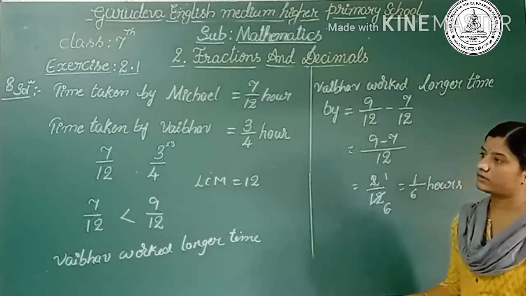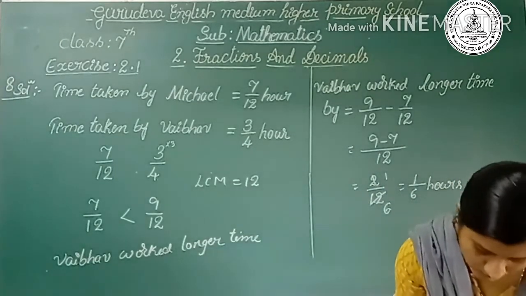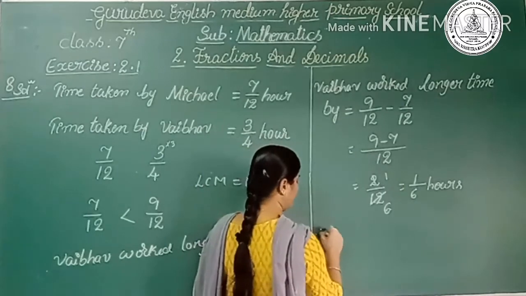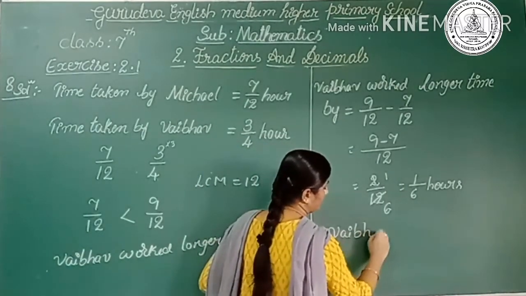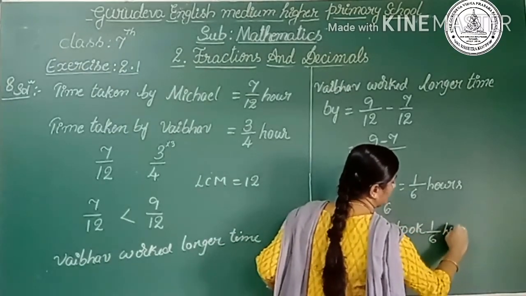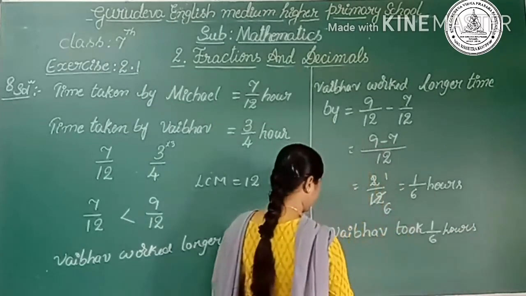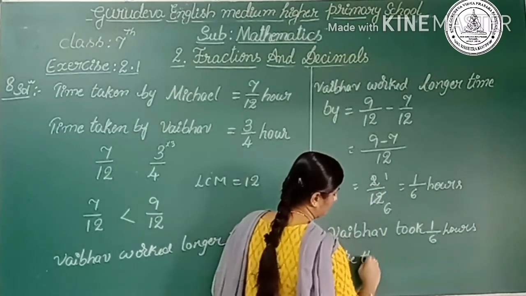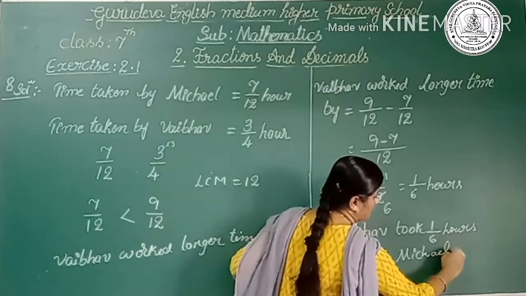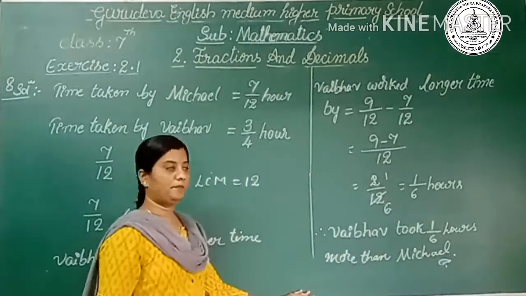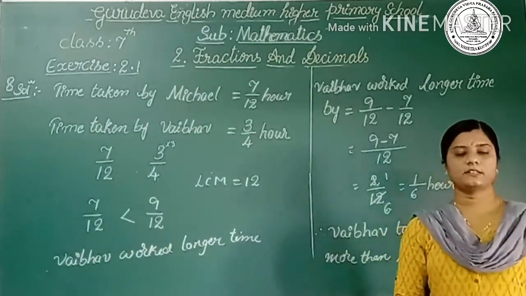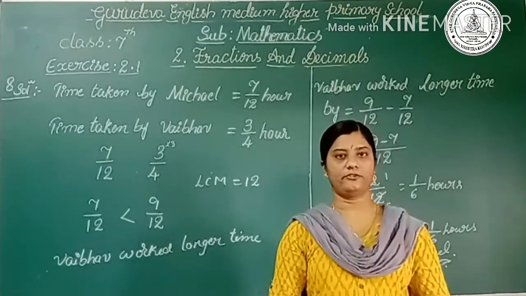And write down: therefore, Vaibhav worked 1 by 6 hours more than Michael. Clear? Yes. Up to here we have completed exercise 2.1. So in the next class we are going to learn about the multiplication of fractions. Okay.